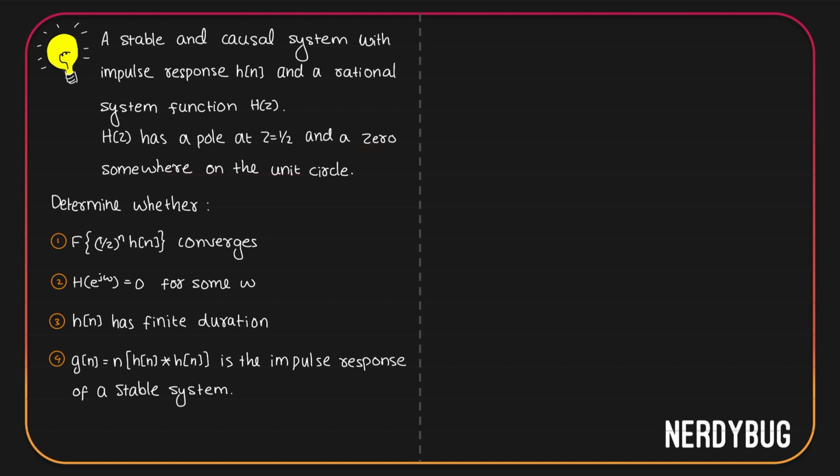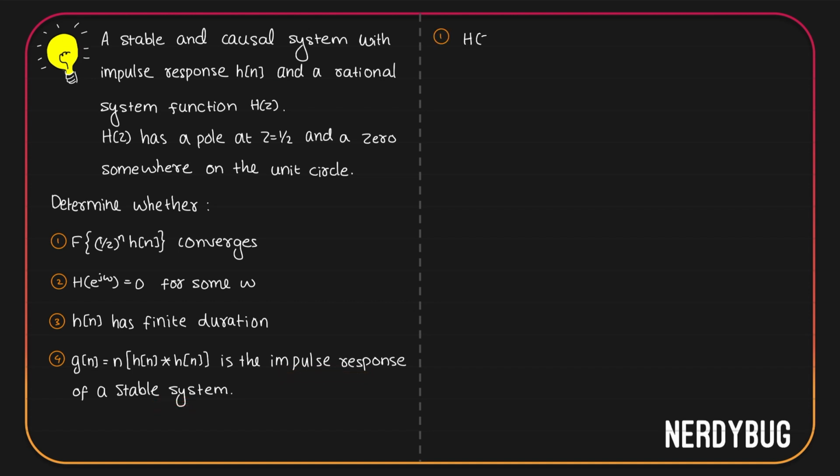We have to determine whether the Fourier transform of (1 by 2) raised to n times h(n) converges to a finite value. H(e raised to j omega) is 0 for some value of omega. h(n) has a finite duration. And whether g(n), defined as n multiplied by the convolution of h(n) with h(n) itself, is the impulse response of a stable system. Let's start with the first one.